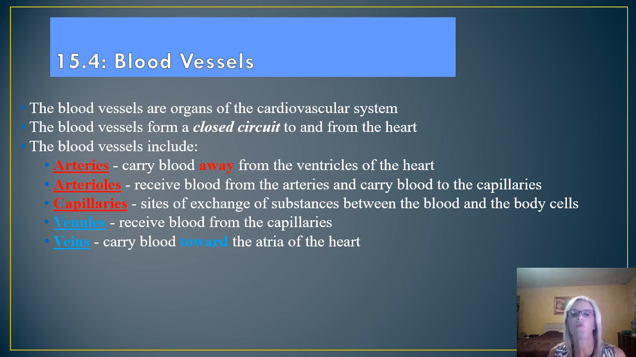So remember, the cardiovascular system is a closed circuit, and that just means that it's a complete connection for blood to flow all the way from one end to the other end. Arteries carry oxygenated blood away from the heart to the tissues, with one exception. That is the pulmonary arteries, which carry blood to the lungs to be oxygenated. So blood vessels, those are the organs of our cardiovascular system, and they include arteries, arterioles, capillaries, veins, and venules. And veins carry blood towards the atria of the heart and contain the greatest volume of blood.